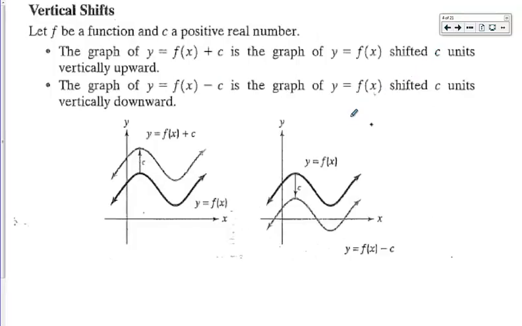So let f be a function and c a positive real number. The graph of y equals f of x plus c is the graph of y equals f of x shifted c units vertically upward. And then same thing, if it's being subtracted, it's being shifted downward. So the parent function they're saying is this, and if you're adding c to it, it's going to move every point on that function up, that c, that constant. Same is true if this was the parent function and you were subtracting c, every point on that function is going to go down c units.